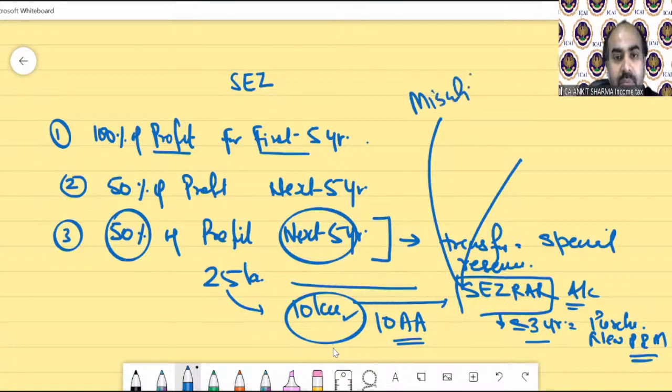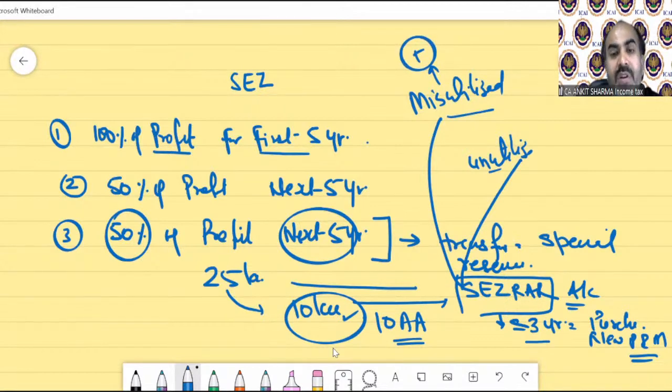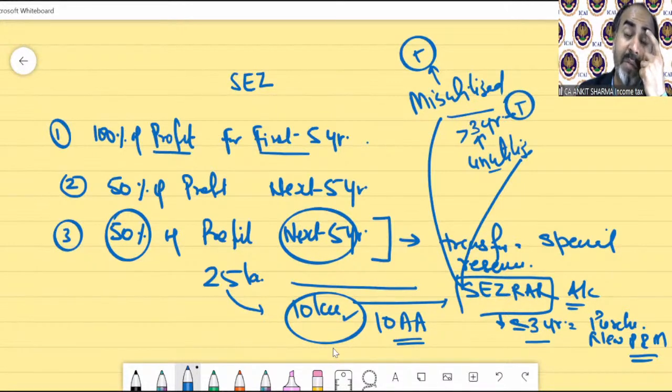So if any amount which has been transferred to the reserve has been misutilized or unutilized, the misutilized amount will be taxable in the year of misutilization, of course, and the unutilized amount will be taxable after expiry of 3 years, because within 3 years you need to utilize it, and if 3 years have passed and you did not utilize it, then that unutilized amount will also be taxable after the expiry of 3 years. And if you utilize it in a wrong way, then it will be taxable in the year of misutilization. All provisions have already been written in the notes.